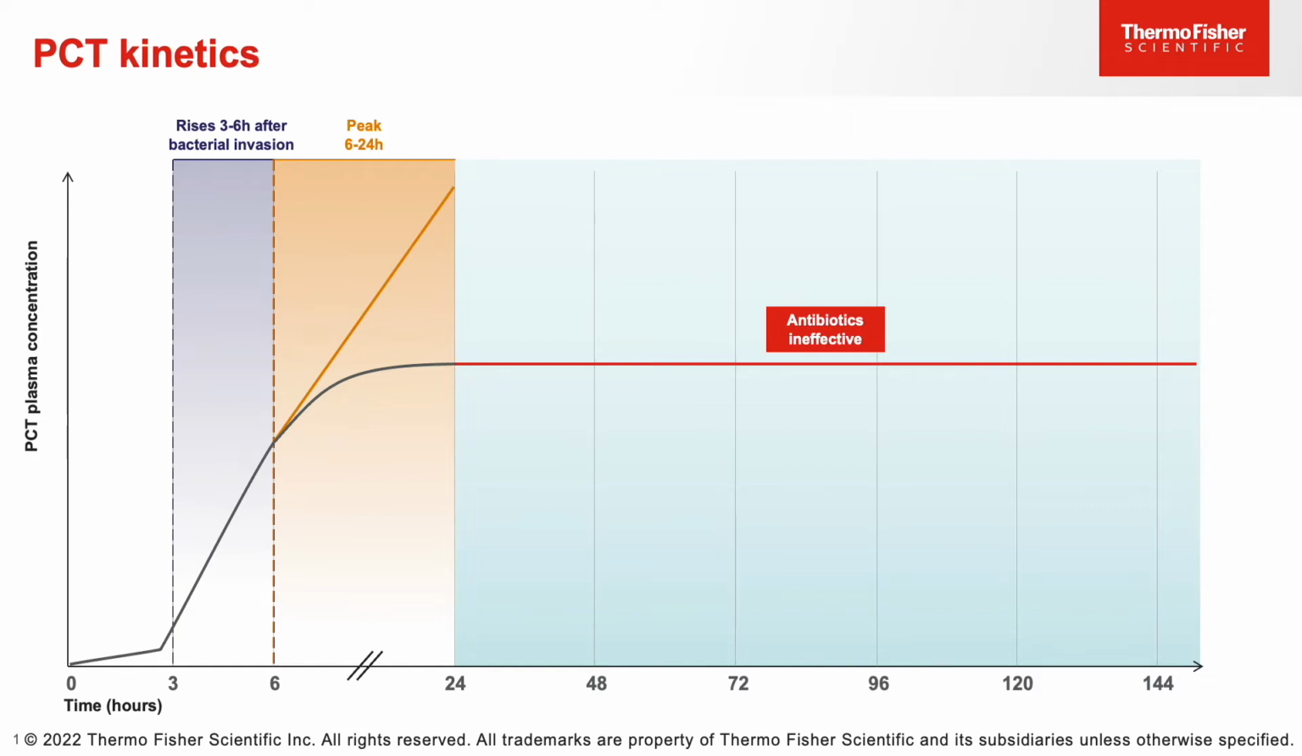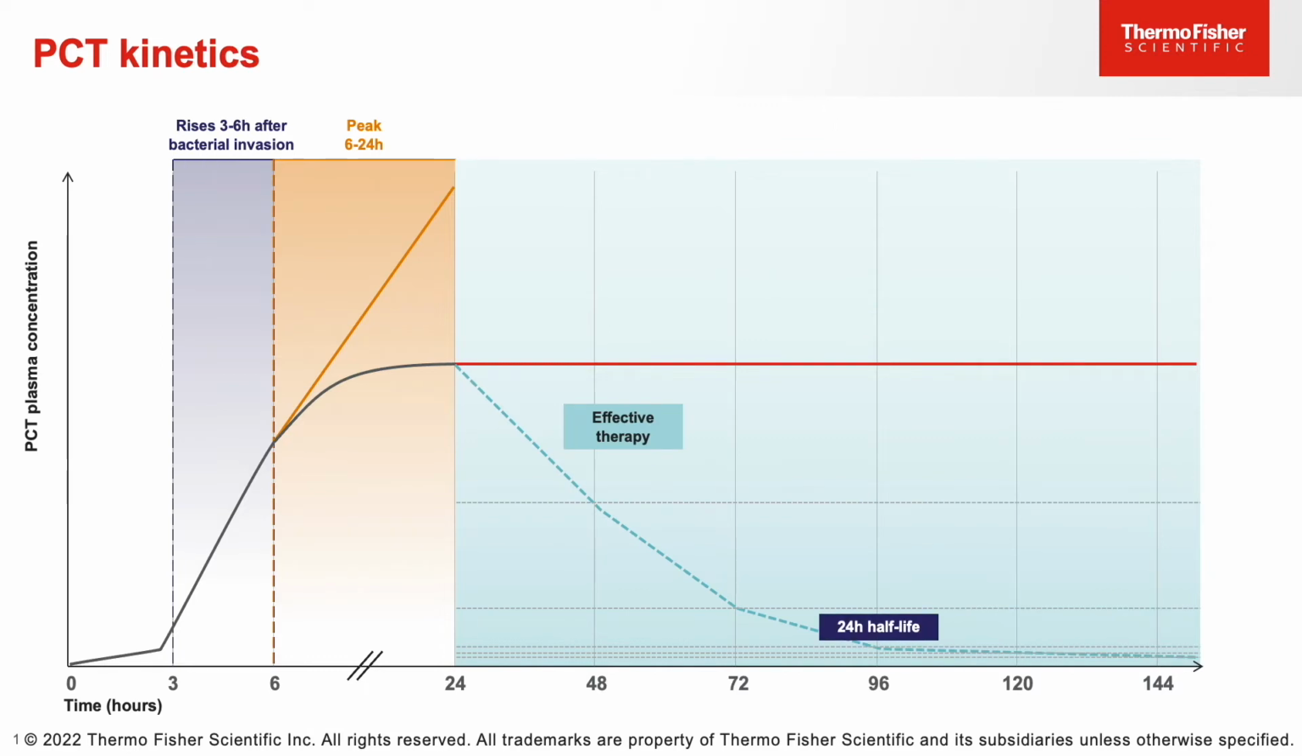And then you'll see that with effective therapy, effective antibiotics, source control, things like that, the procalcitonin will start to gradually decline. Typically, because of a 24-hour half-life, you'll see it decrease by about 50% or so every day. However, there are always patient factors that may adjust how rapidly it declines.